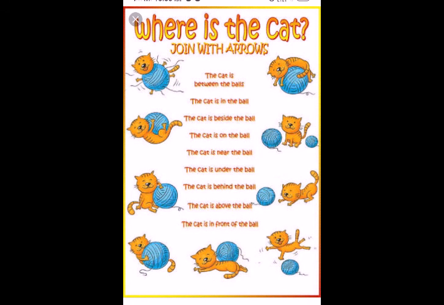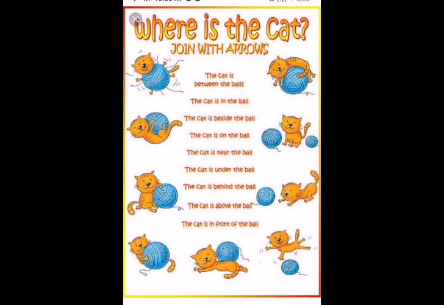Now the cat is behind the ball. Behind means at the back. On the left hand side, the last picture, fourth one, it is behind the ball. Now next one: the cat is above the ball. Above means up, but there is a difference. On means it is touching the ball, and above means it will not touch the ball. It is above. So you can see right hand side, downside, last picture, it is above the ball.